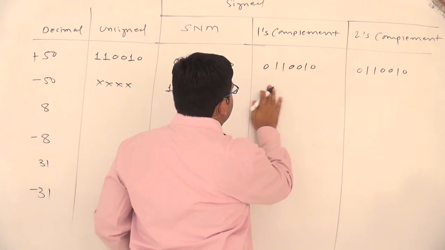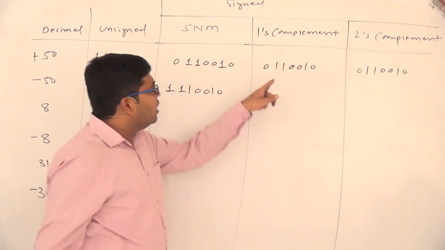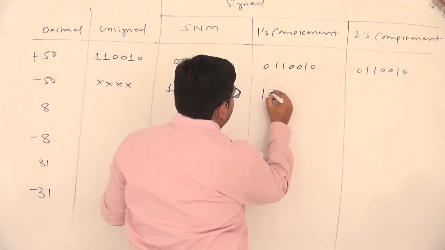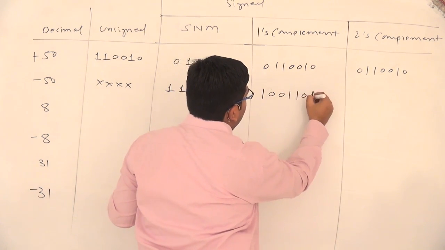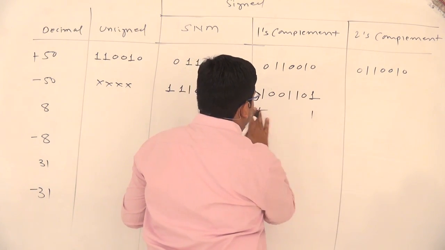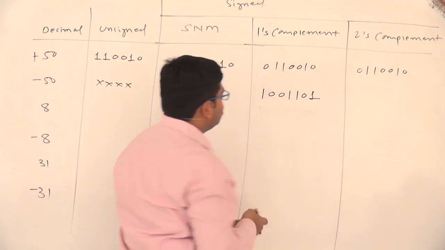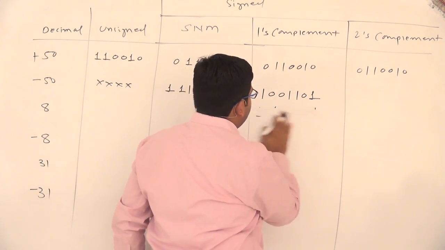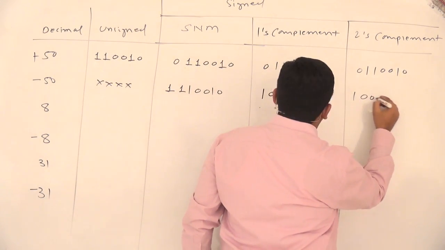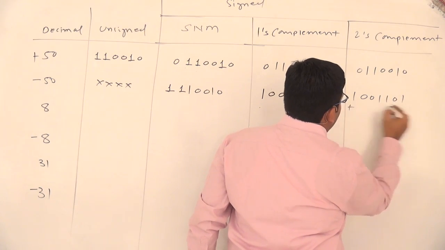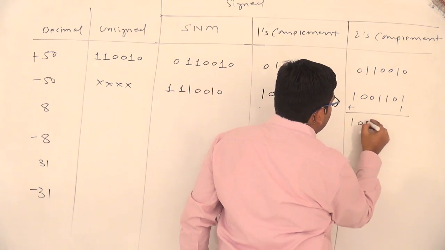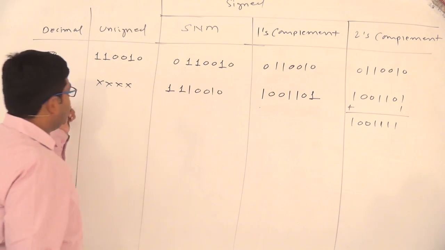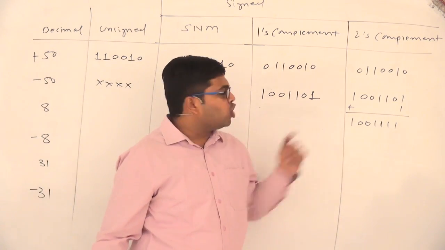Plus 50 is written already, this is plus 50. The sign bit is important, and then you complement it, so it will become 1, 0, 0, 1, 1, 0, 1. And then you add plus 1 to it. 1's complement plus 1 will be 2's complement. So adding plus 1 to this, okay, I will write it down here. 1, 0, 0, 1, 1, 0, 1 plus 1 will be equal to 1, 0, 0, 1, 1, 1, 0. Okay, so this is how minus 50 will look like in 2's complement representation.